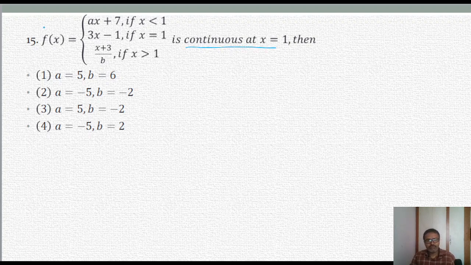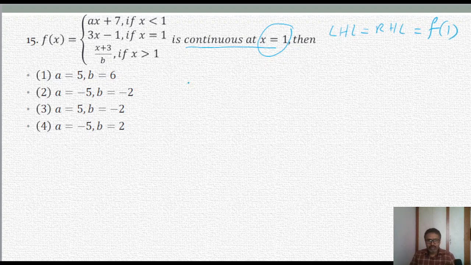This function, given as ax plus 7 for x less than 1, 3x minus 1 for x equal to 1, and (x plus 3) divided by b for x greater than 1, is continuous at the point x equal to 1. So whenever it is continuous at this point, LHL must be equal to RHL, and that must be equal to the value of the function at that point.